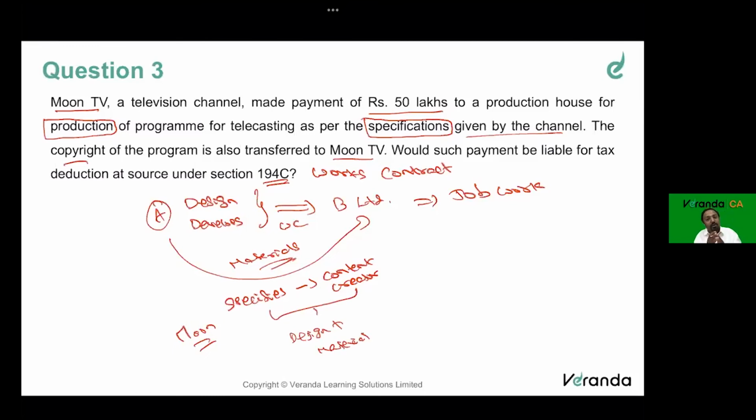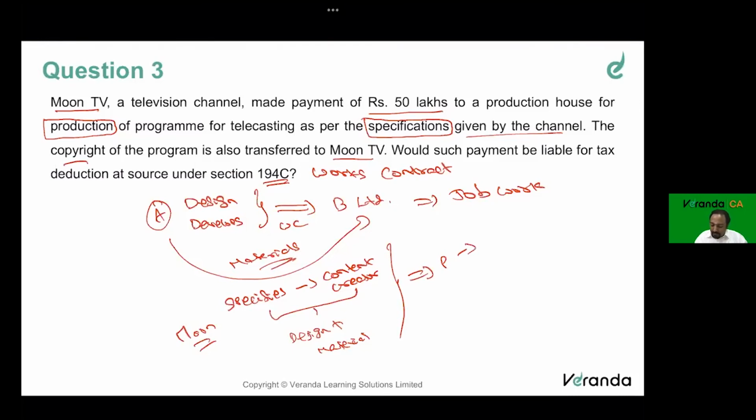Are you able to link both? Because in 194C manufacturing, we said the design and the material are given by the company to another company. This is job work, which falls under 194C. Similarly, the content and whatever specification is related to that program is given by this TV channel. So this is similar to what we discussed in the above manufacturing example. Now this Moon TV is awarding this work to some production house. This production house, what do they do?